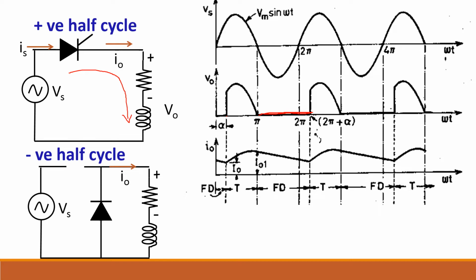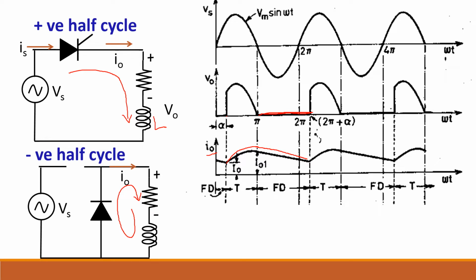Now you have to see the current. If you see the load current during positive half cycle, it continues to increase, and during negative half cycle only this freewheeling current flows, so the current starts to decrease. This type of waveform is called continuous current. This occurs when the inductance L is a higher value. When L is higher, current will not become zero anywhere. Instead, it continues to flow.